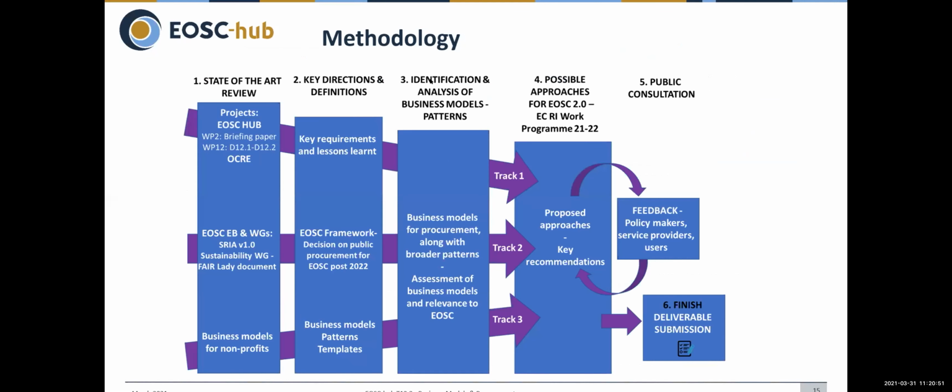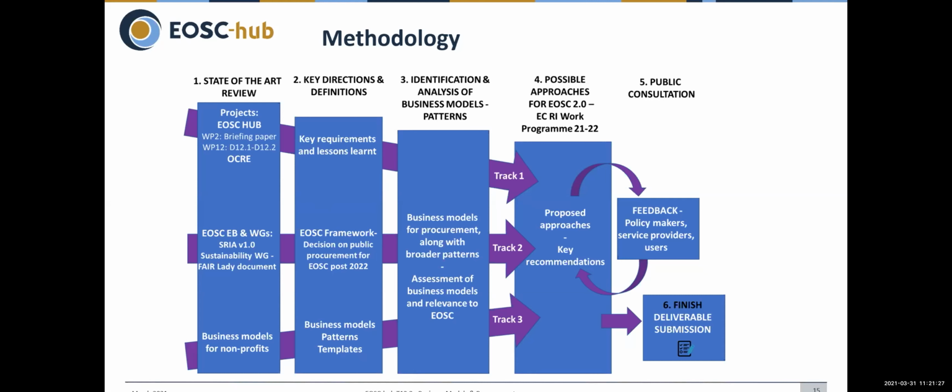So regarding the methodology, there are 3 horizontal tracks. Track 1, which is input from projects. Track 2, which is input from the EOSC governance work. And track 3, which is more the desk research, state-of-the-art review. And there are also 5 vertical tracks: state-of-the-art review from projects, mainly EOSC-hub, as Sergio was saying, and OCRE, which did a lot of work on procurement.